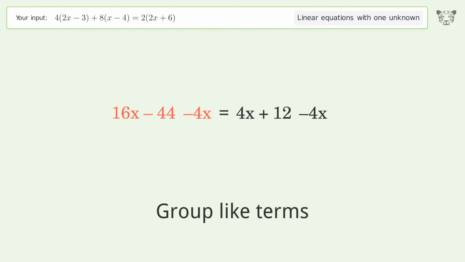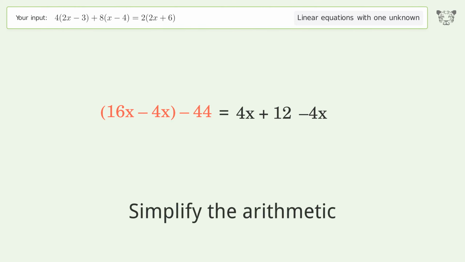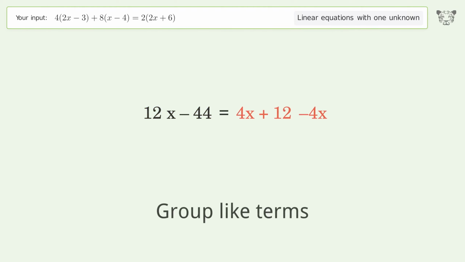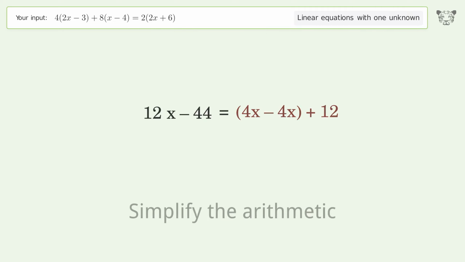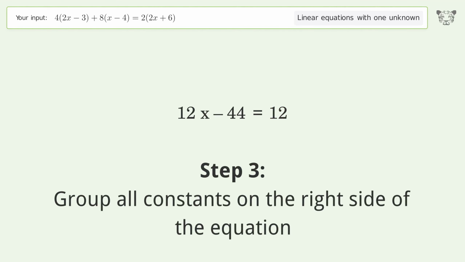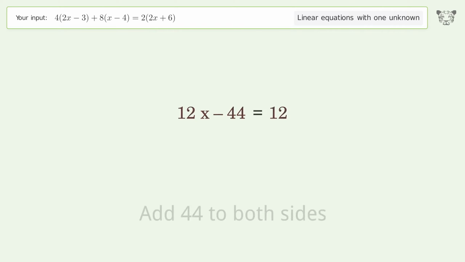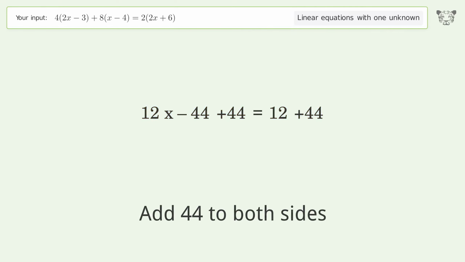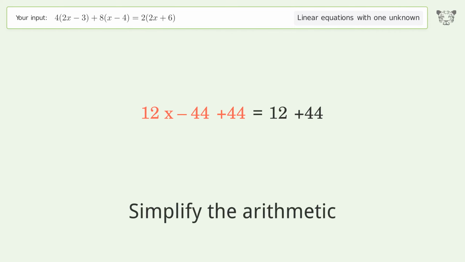Group like terms. Simplify the arithmetic. Group like terms. Simplify the arithmetic. Group all constants on the right side of the equation. Add 44 to both sides. Simplify the arithmetic.